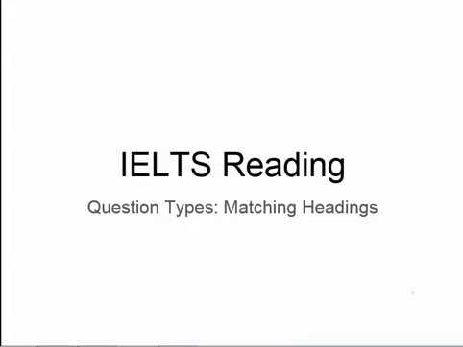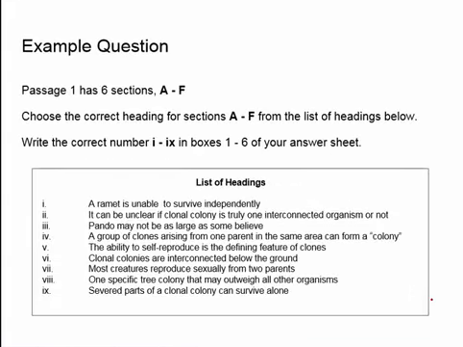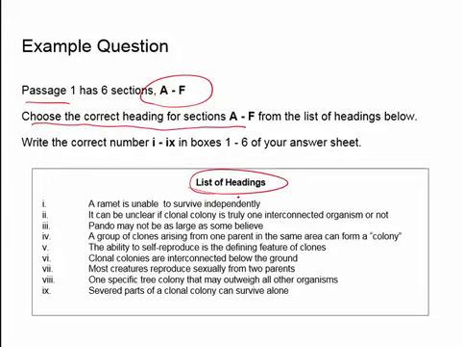Let's look at matching headings questions. Matching headings questions look like this. In your passage, in this case it's the clonal colonies passage linked below, each paragraph is labeled A to F. What we're supposed to do is choose the correct heading, and here's the list of headings down below. We choose the correct heading for each paragraph.